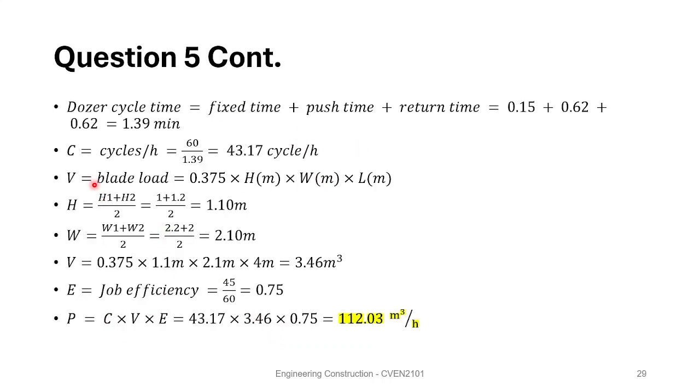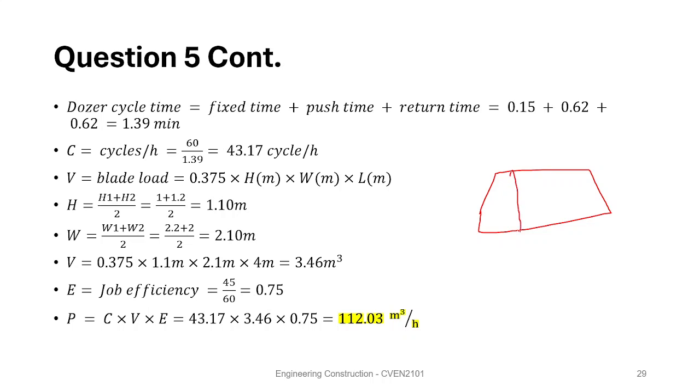And then in terms of the blade load, we need to take this formula with us into the finals, which is 0.375 multiplied by that particular dimension. And your height would be the average height. So you can imagine the mound would be a bit different. I'll just draw it. So the mound could look something like that.